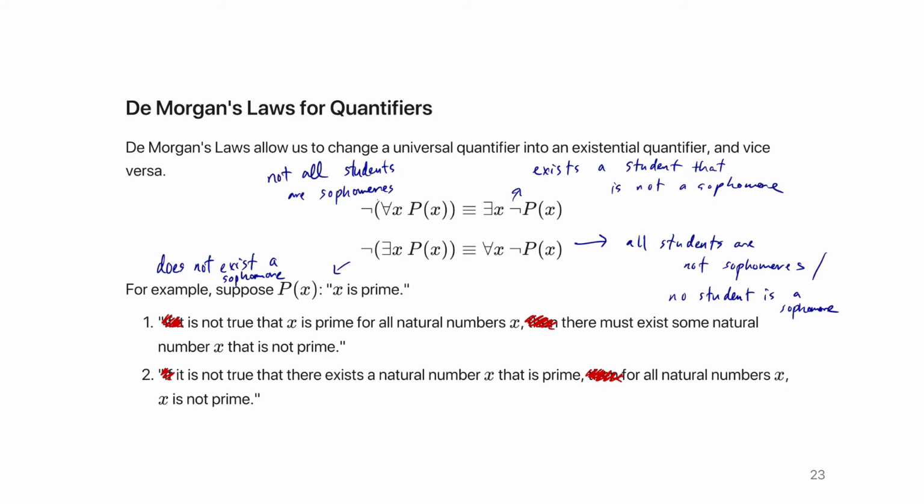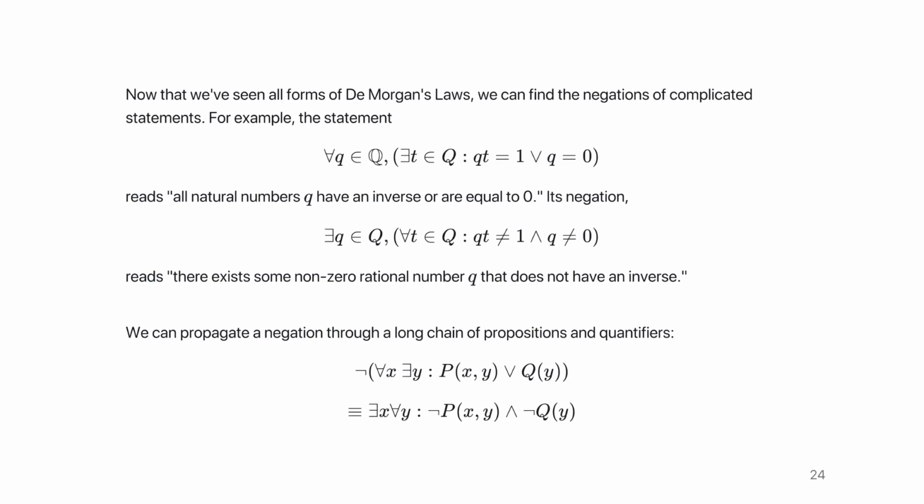So now we have De Morgan's laws for sets. We have De Morgan's laws for our standard conjunction, disjunction, and negation. We also have it for all and there exists. Is that clear? Okay. So now we can find negations of complicated statements, right? And it's not really just for fun. It's because you'll have to do it when we do proofs, okay?